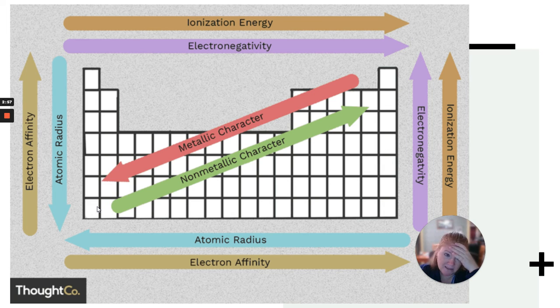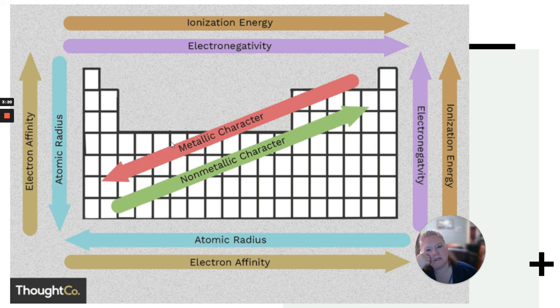Now, if you forget, and you're like, oh my gosh, I forgot what Mrs. Jenkins told me for this trend, you can look up ionization energy, you can look up electronegativity, and you can look up atomic radius. Now, you can't look up electron affinity. This is not there, but remember that it sounds similar to electronegativity.